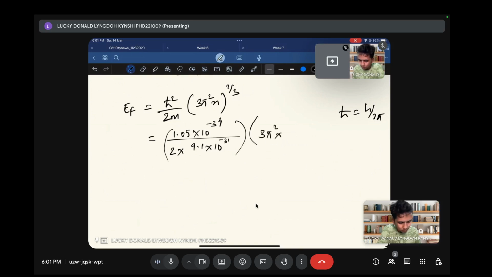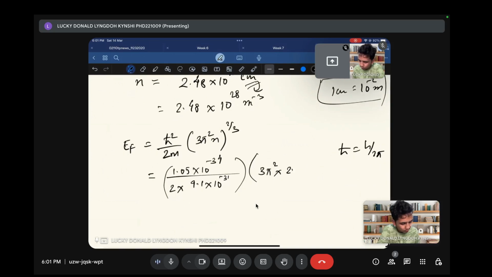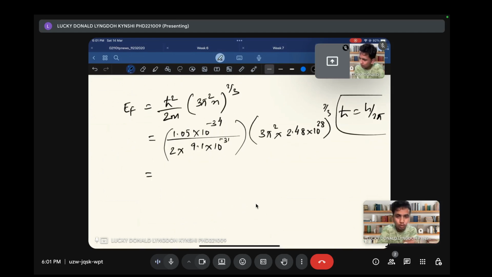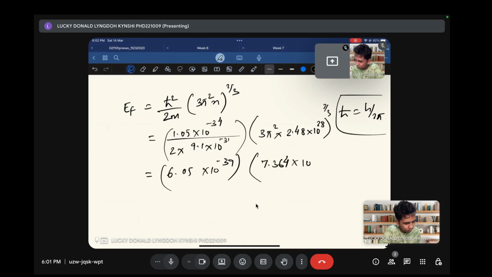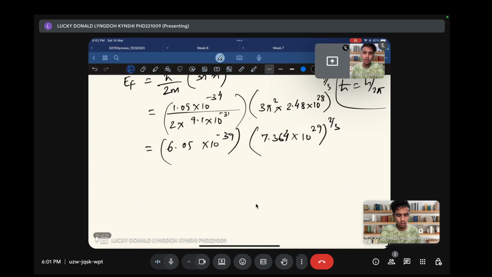N you have got to be 2.48 into 10 to the power 28, to the power 2 by 3. And finally, if you solve it, you will get 6.05 into 10 to the power minus 39 as the first term, and the second term you will get something like 7.364 into 10 to the power 29, to the power 2 by 3. Okay, you just confirm it. I have solved this, so I just give you the final calculation, but you can cross check it.